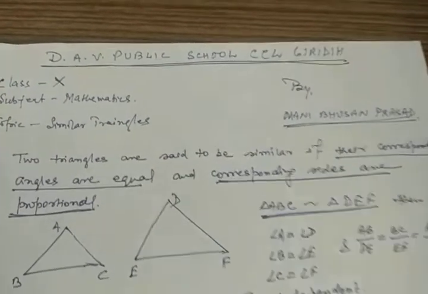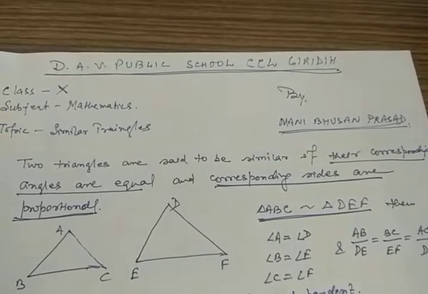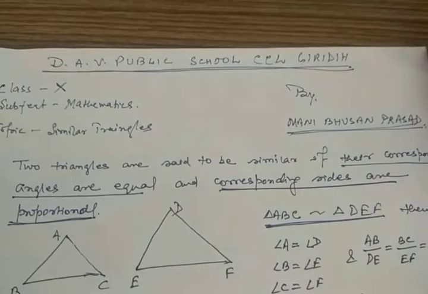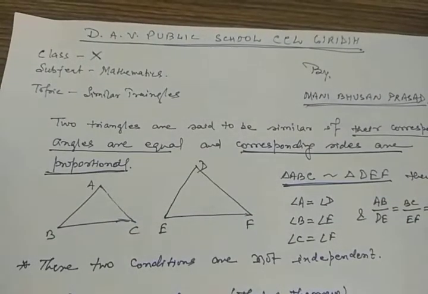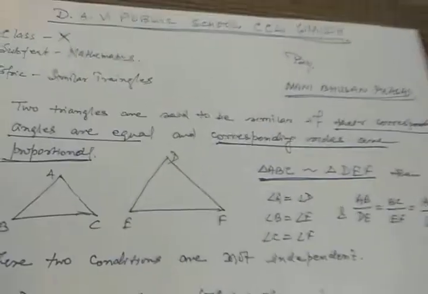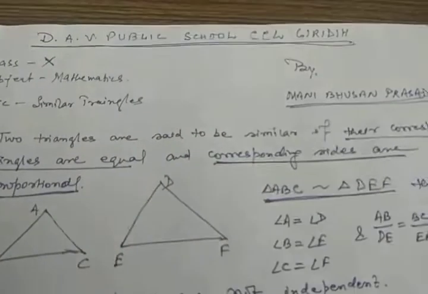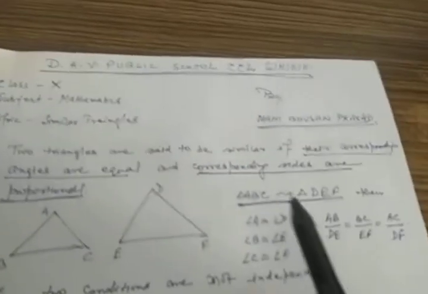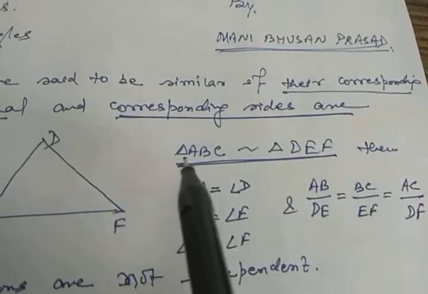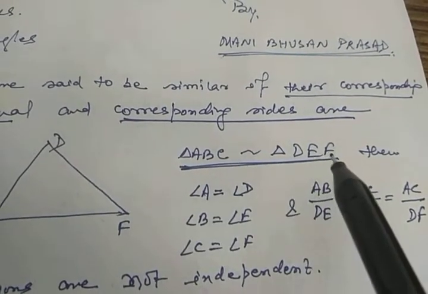Today I am going to start your geometry that is called similar triangles. I think you know what congruent triangles are and the conditions for congruency also. Now here we are going to define similar triangles. Just see the symbol of similarity of two triangles. Is it clear? Here triangle ABC is similar to triangle DEF.